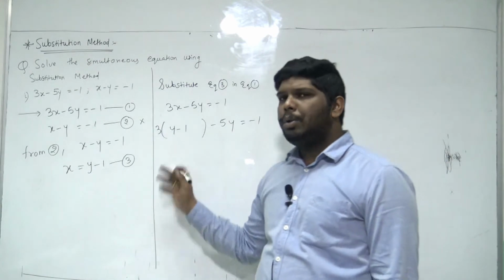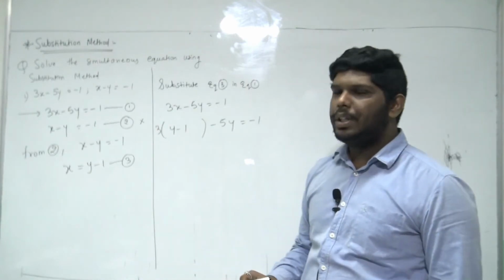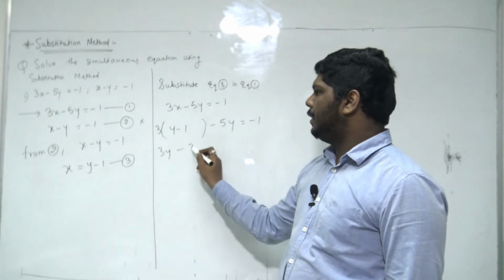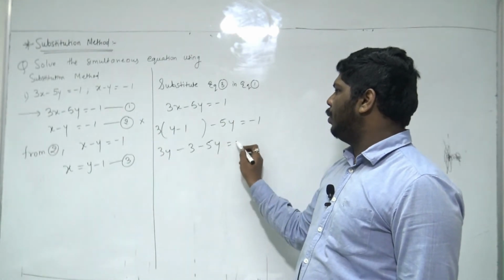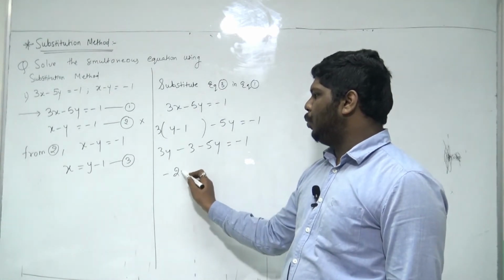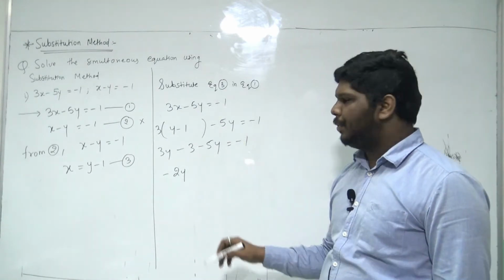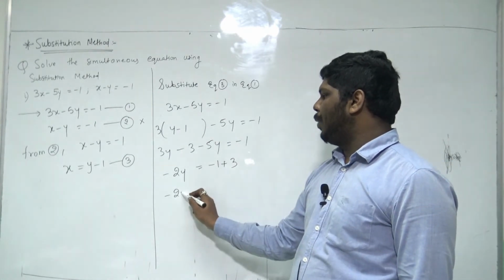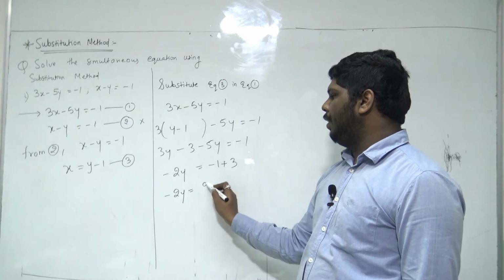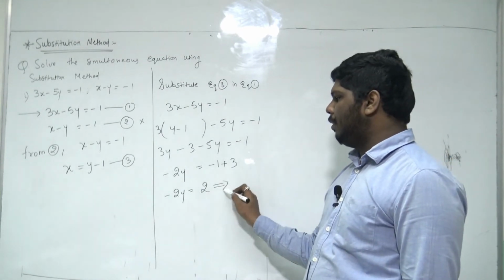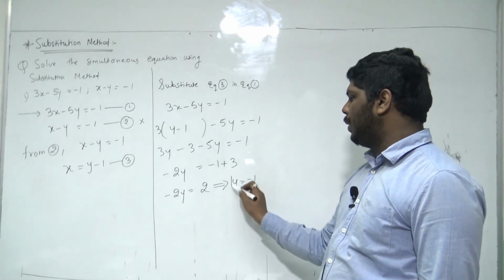Now we just have to solve this equation. It becomes a linear equation in one variable now. So this will give you 3y minus 3 minus 5y is equal to minus 1. 3y minus 5y will give you minus 2y, and minus 3 if I transfer it there, it will become plus 3. Correct? So minus 2y is equal to minus 1 plus 3, which is 2. So if minus 2y is equal to 2, it implies the value of y will be equal to minus 1.